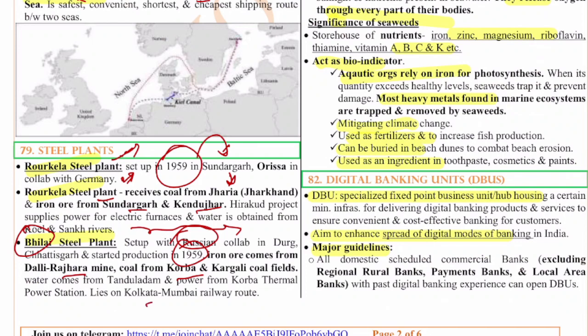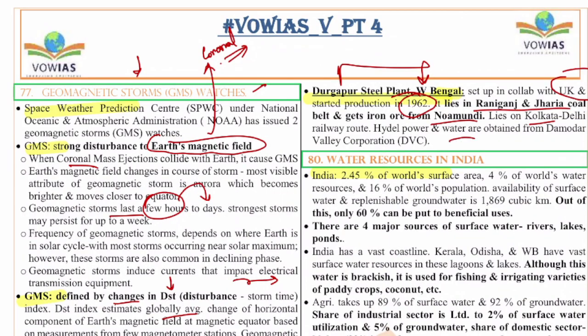It lies on the Kolkata-Mumbai rail route. And water is obtained from the Damodar Valley Corporation. So this is about Durgapur. Durgapur steel plant is in West Bengal.